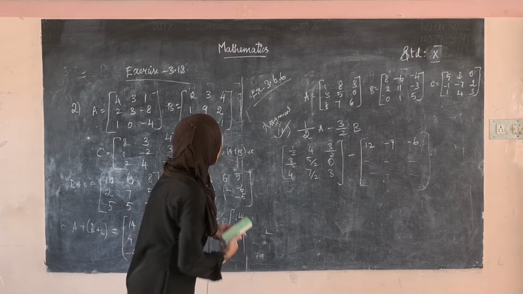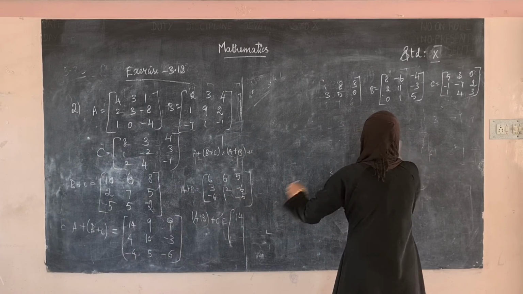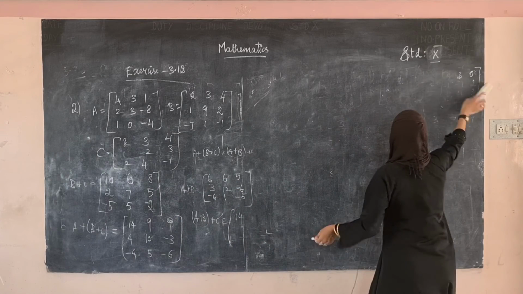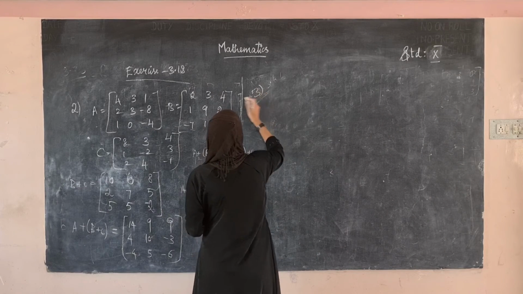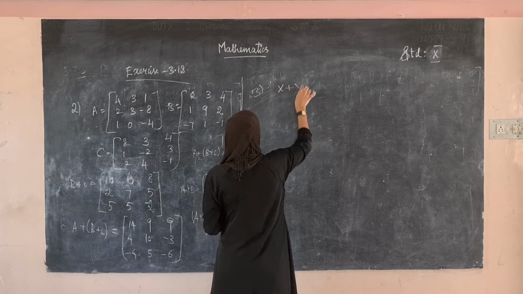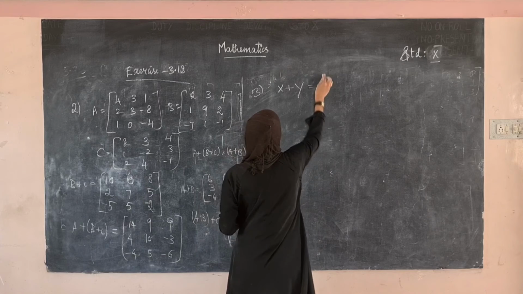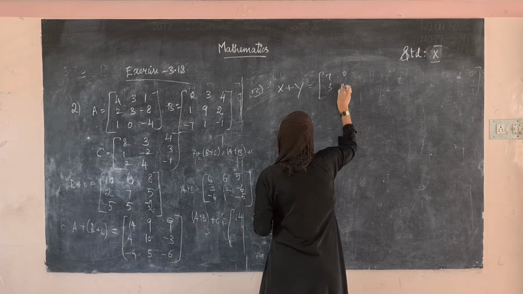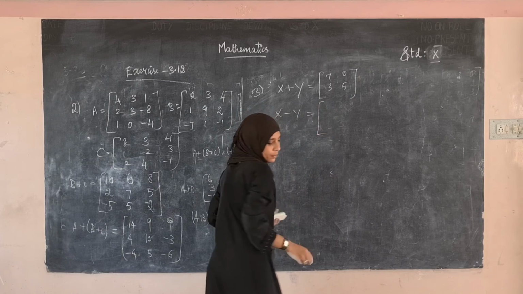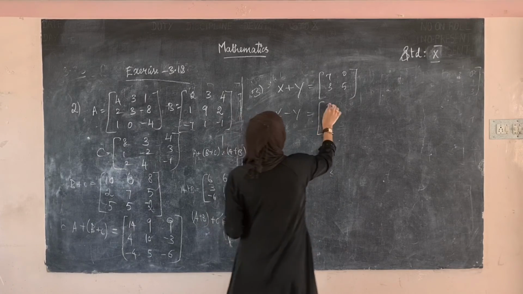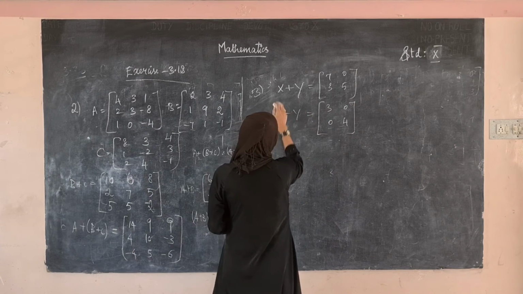You have to find X and Y. That is, they have given the matrix in the format of expression. Okay. X plus Y is equal to 7, 0, 3, 5. And again X minus Y is equal to 3, 0, 0, 4. You have to find the matrices X and Y. Okay. Shall we add this?